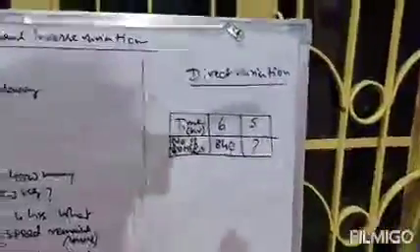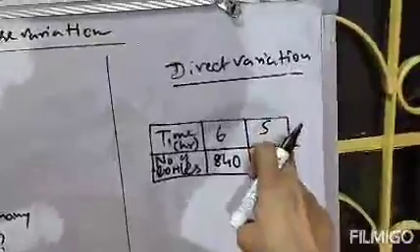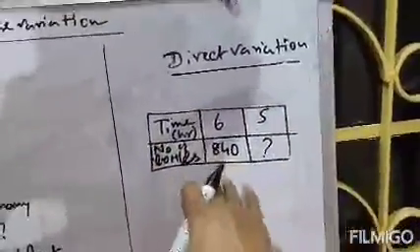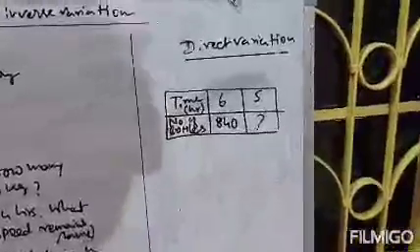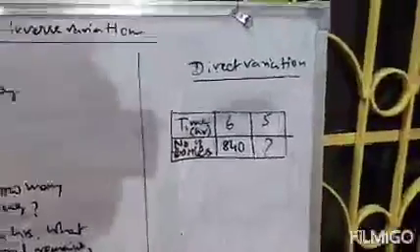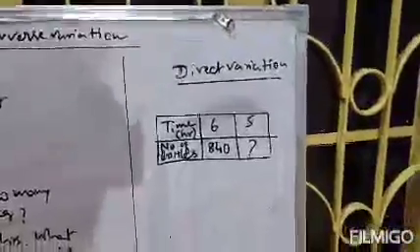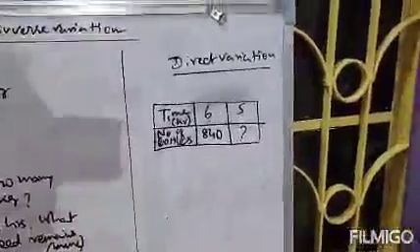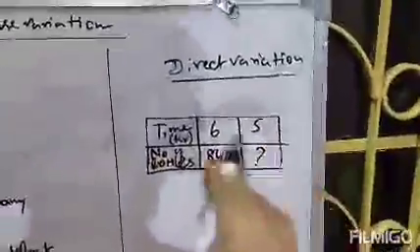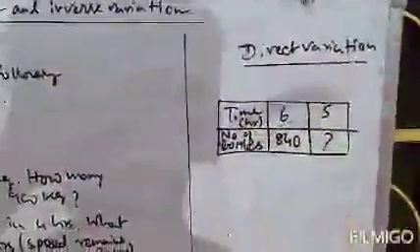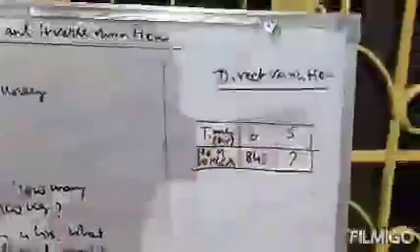Because in 6 hours the number of bottles manufactured is 840, and now time decreases, that means time is now 5 hours. Time decreases, so the number of bottles will also decrease, because in 5 hours you cannot manufacture more than 840 bottles. You will make fewer than 840 bottles. If time decreases, the number of bottles will also decrease. That means both quantities decrease, so it is a case of direct variation.